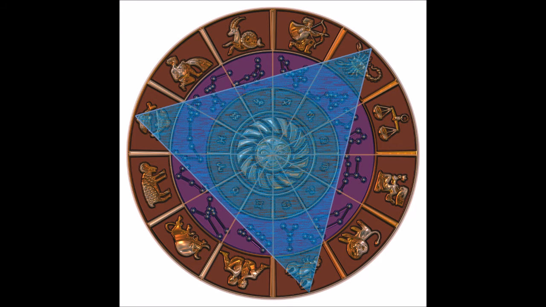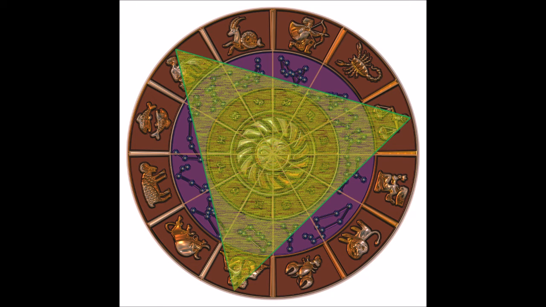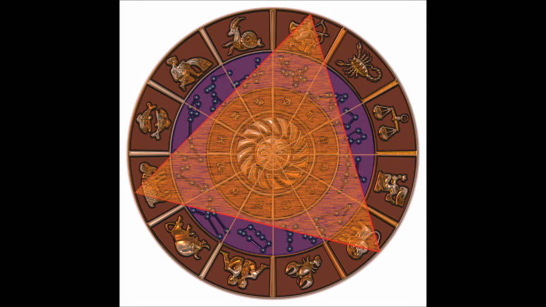creating the water triangle. The 3rd, 7th, and 11th parts of the zodiac, which are known as Gemini, Libra, and Aquarius signs, are of the air element, creating the air triangle. And the 1st, 5th, and 9th sections of the zodiac, known as Aries, Leo, and Sagittarius, are the fire sections, and they create the fire triangle.